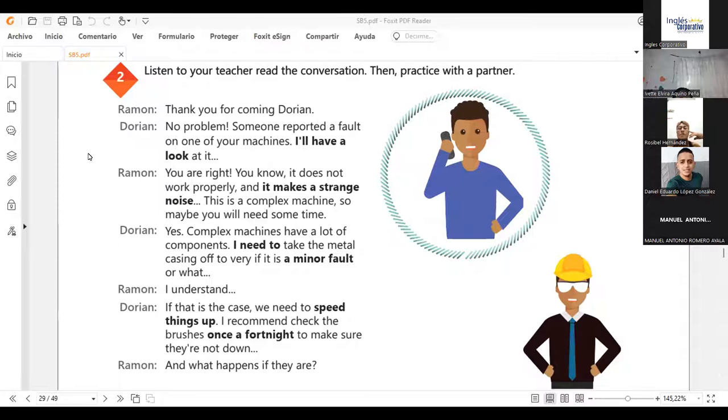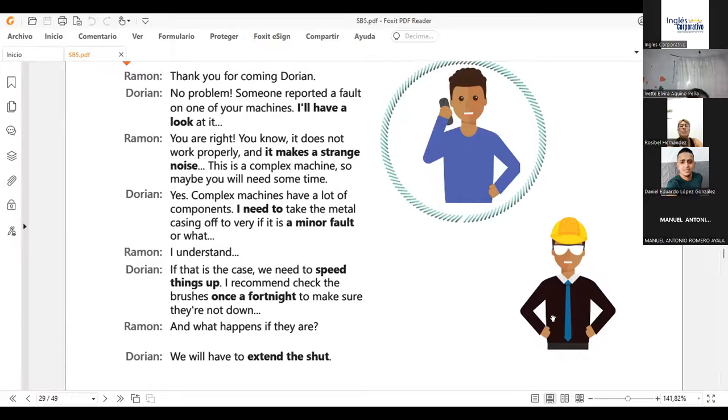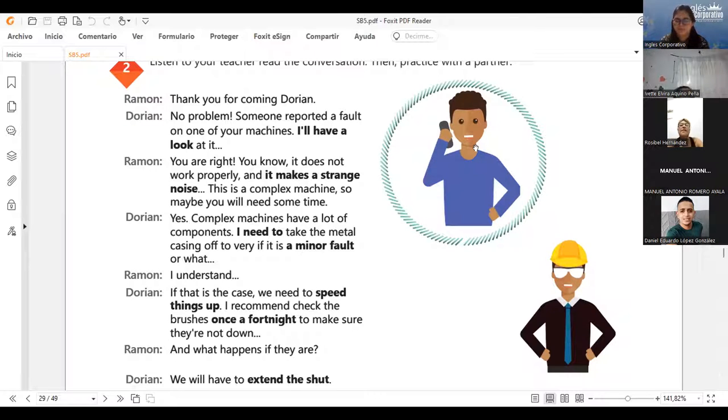What did you say? Once a fortnight, to make sure they are not down. And what happens if they are? Okay. I'll start. Thank you for coming, Dorian. The conversation is missing a little piece, the last one. Oh yes, sorry. We will have to extend the shoot. Okay.